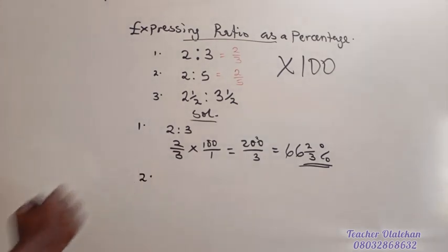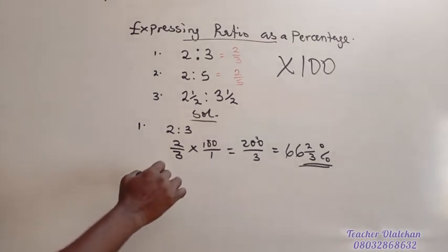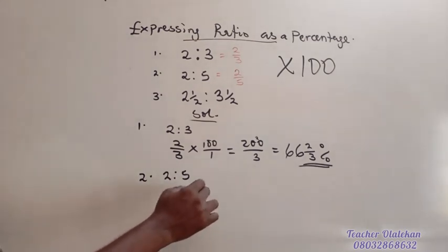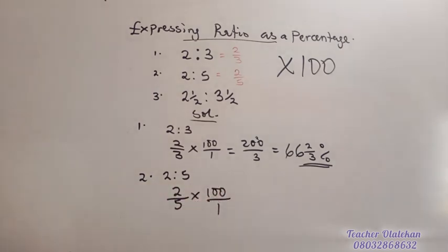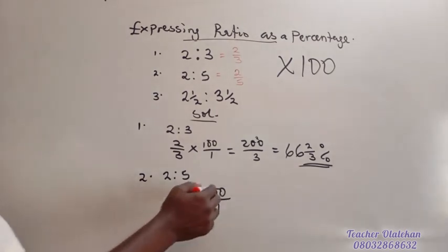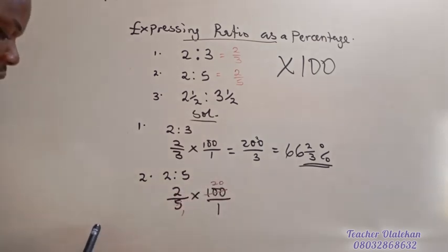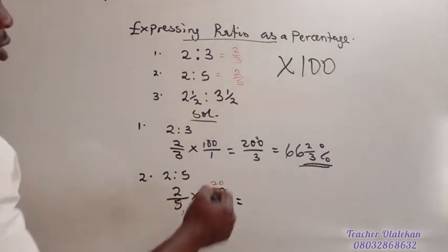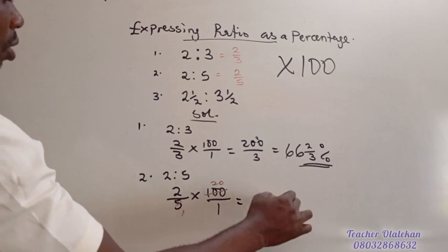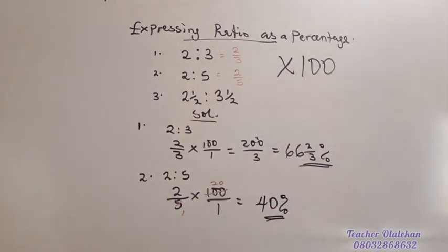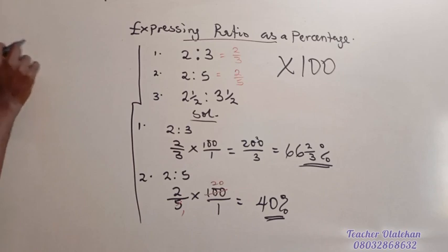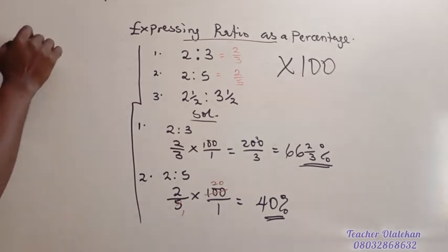So number 2, we have 2 ratio 5. That is 2/5 times what? 100/1. In this one, 5 divides 100, right? Yes. Good. 5 here 1, 5 here 20, right? Yes. So that becomes 2 times 20, 40. So that's 40%.